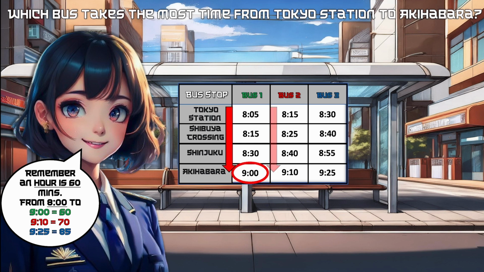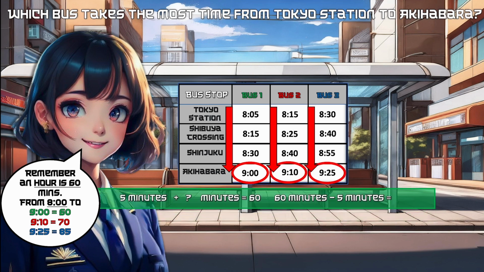Why is that important? Well, we could use addition/subtraction to also work out our difference in time. So 5 minutes add something equals 60. 60 minutes take away 5 equals 55. So let's check that. 55 add 5 equals 60. 55 minutes.